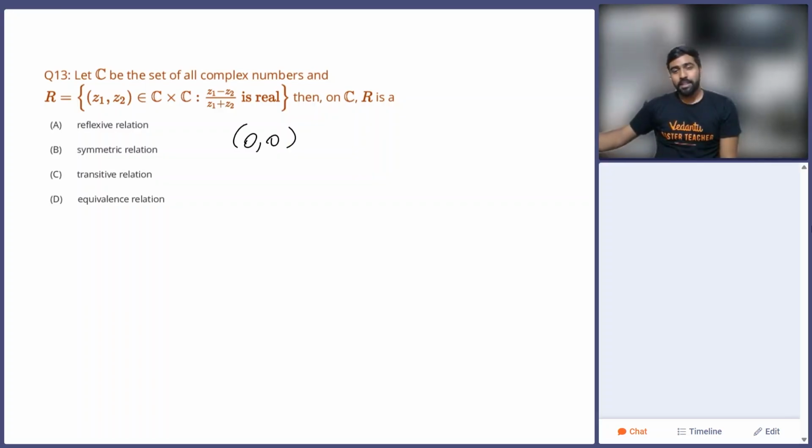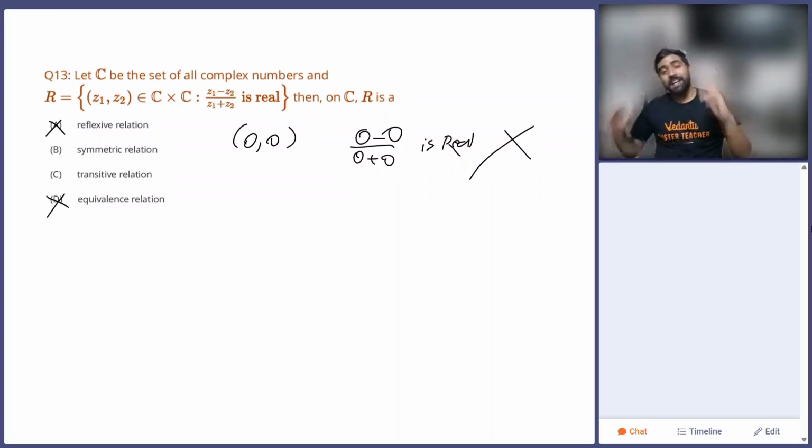0 is a complex number. For (0, 0), '0 minus 0 upon 0 plus 0 is a real number' is a false statement. 0 by 0 doesn't exist over here. So that means (0, 0) is not part of it, making it not a reflexive relation, which means it is not an equivalence relation also. And this is good. Why? Because now I don't have to check transitivity, the hard work of (Z1, Z2), (Z2, Z3), then whether (Z1, Z3) is there or not. Too much tedious work. I will only check symmetry.